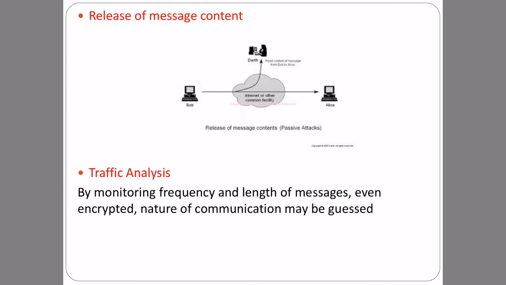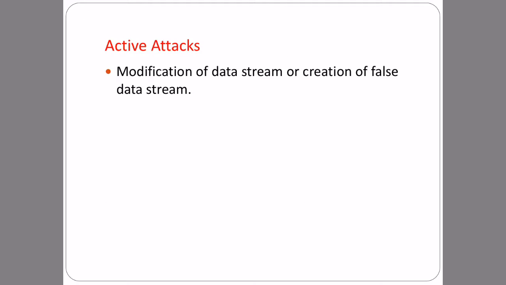The next which we have is active attacks. As I've already told you, passive attacks don't try to modify the content of the message, whereas in active attacks, yes, modification of the data stream or creation of a false data stream happens. That is, somebody has spied over your message, hacked your message, and after hacking your message, the person is using it for their own benefit, and that is known as your active attack.